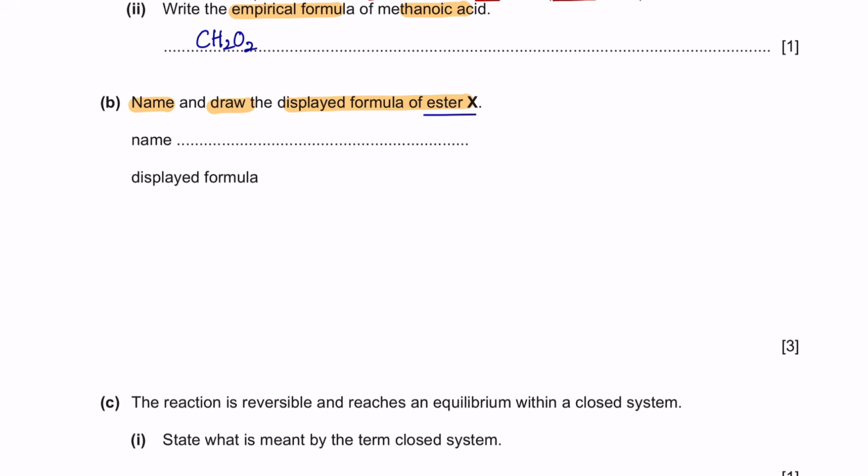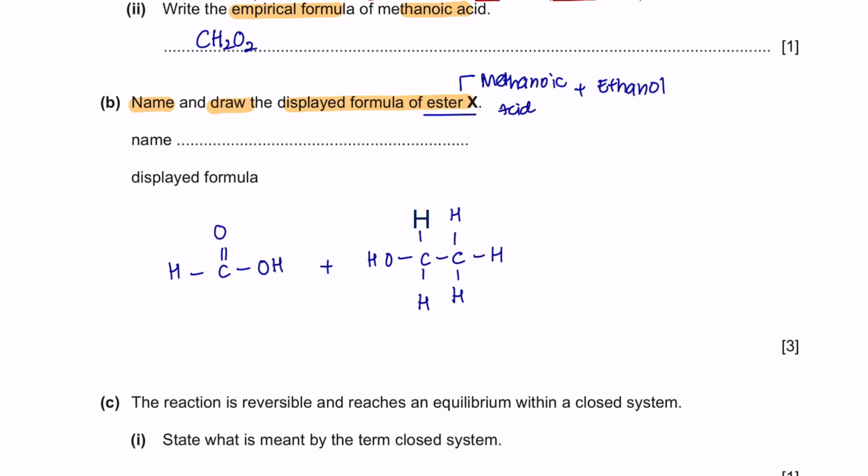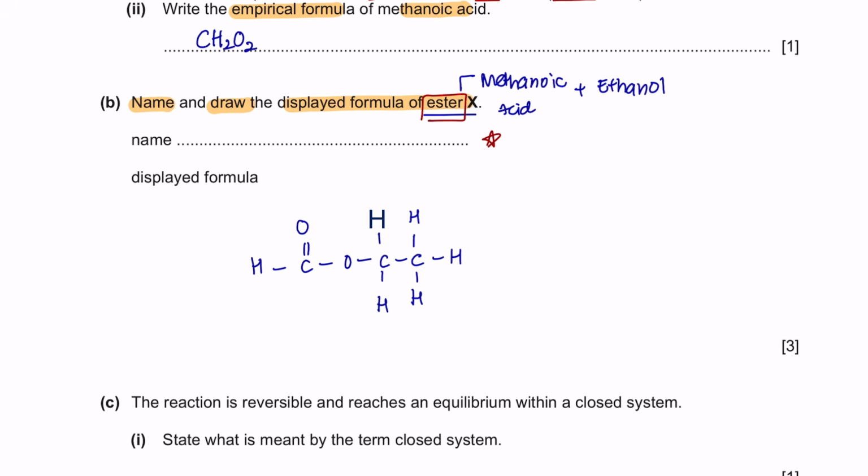Next, question B. Name and draw the displayed formula of ester X. Ester X was formed from methanoic acid and ethanol. The process of esterification to form an ester is by removing the water molecule, which means that H2O will be removed from this. So leaving us with the ester. And to name this ester, we're going to first take the name from the alcohol. Ethanol would be named as ethyl, and then methanoic acid would become methanoate. So the ester name is ethyl methanoate.